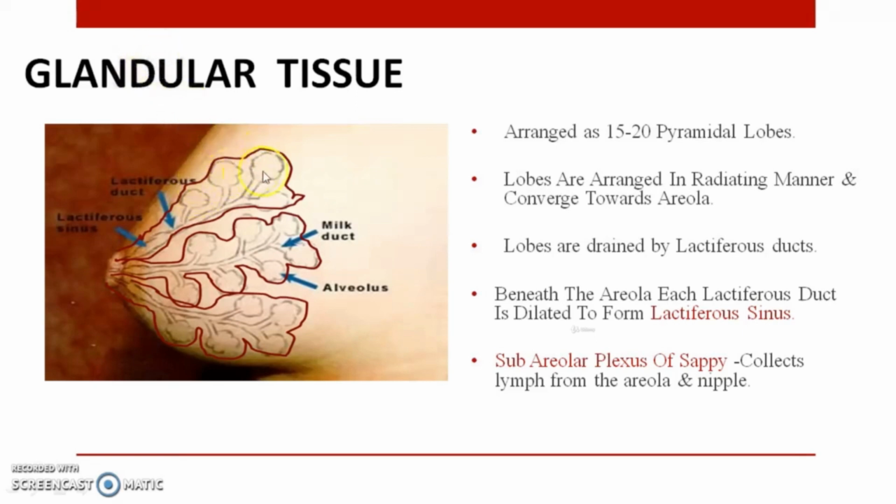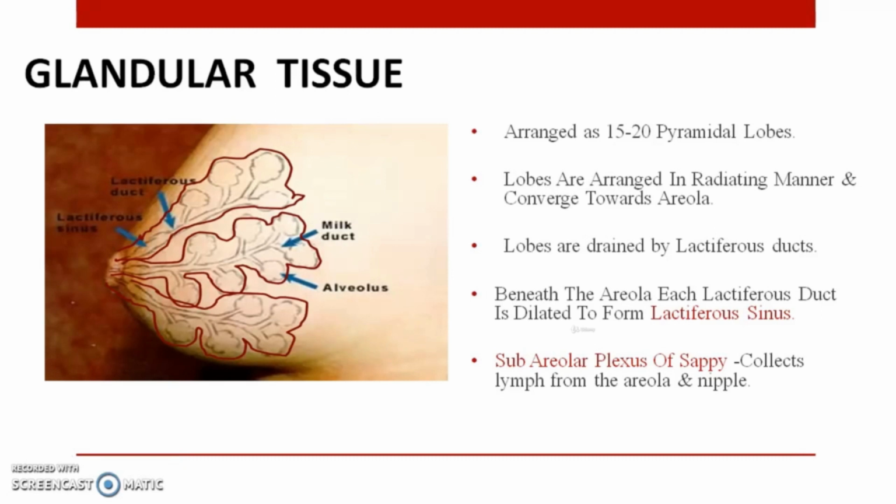So we will have these pyramidal lobes, and these lobes secrete some secretion which is given to the ducts, which we call lactiferous ducts, and from the lactiferous duct we will have the sinus, that is a dilatation seen in the terminal part. This dilatation we call the lactiferous sinus. At last from the lactiferous sinus it is poured into the nipple region. And here you have to remember we have one important feature present in this glandular tissue, that is the subareolar plexus of Sappey.